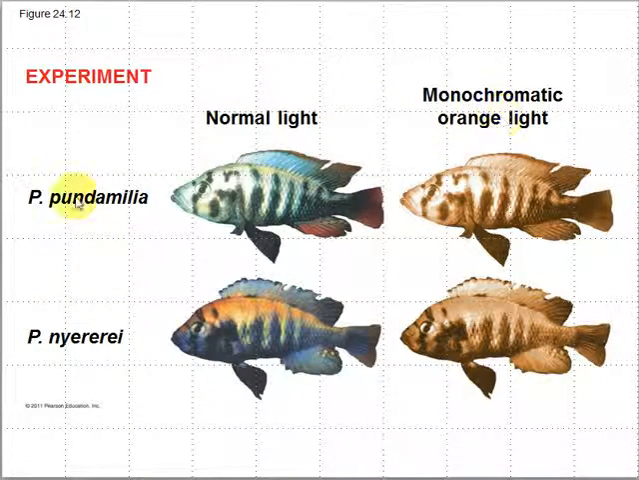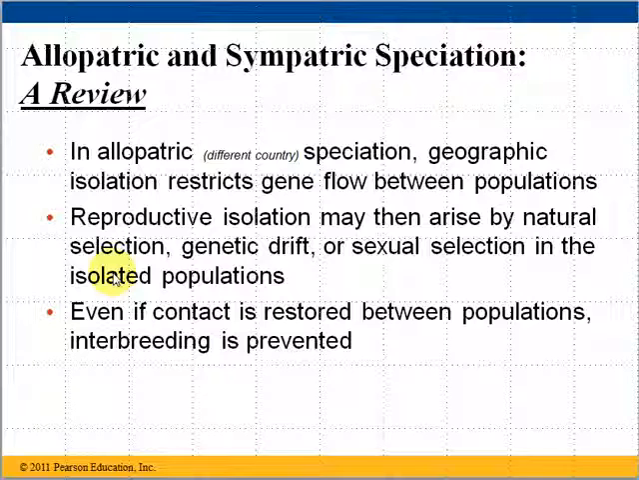So let's do a quick review of those two different methods, allopatric and sympatric speciation. Allopatric, remember, means different country. Allopatric speciation is usually geographic isolation that restricts gene flow between the populations. Then, once they are separated, you start to get reproductive isolation, biological isolation. That's because of natural selection, genetic drift, and sexual selection in those isolated populations. And once there are biological barriers to breeding, even if you were to restore those populations to one whole group, you would prevent interbreeding between them.